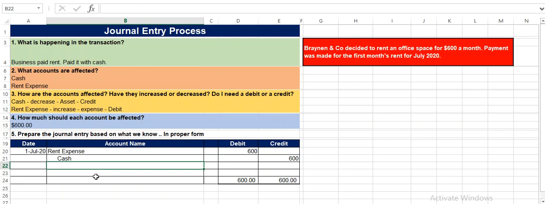Normally what we do, we also try to put some type of description that's necessary. So we can say that the company paid rent for July 2020, and that gives us a synopsis of what we're actually recording. So that's really important. It's important to be able to describe the transaction without using all of the words that are here. And so this is another good example of the journal entry process and preparing a journal entry.